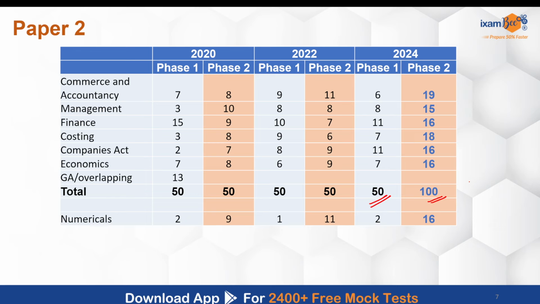So it's not necessary that phase 2 is going to be very difficult. There will be some direct questions, there will be some indirect questions, but it definitely increases the base of asking questions from a particular topic and subject. So my expectation is that from commerce and accountancy, we have seen very few questions being asked in phase 1 this time, and there will be a higher number of approximately 19 questions being asked in phase 2.